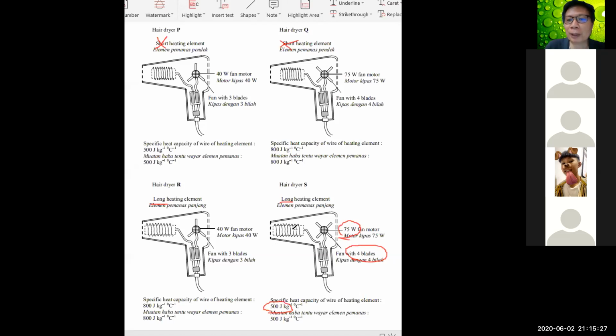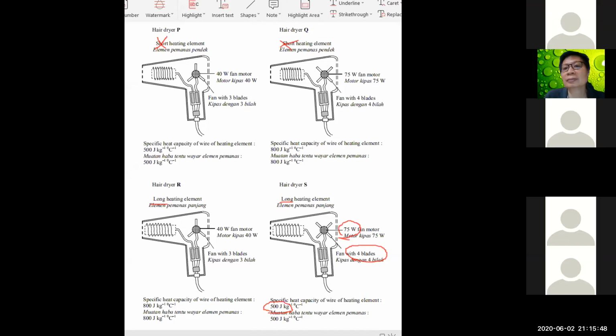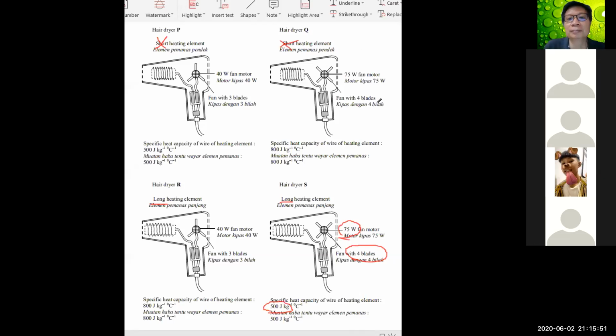You mean this heating element can heat up faster. I think someone answered there, but I cannot see who typed the answer. Harry Yong said to prevent heat loss, no, Harry. Smaller heat capacity means it can heat up faster, okay, Harry. Okay, now we check the answer.